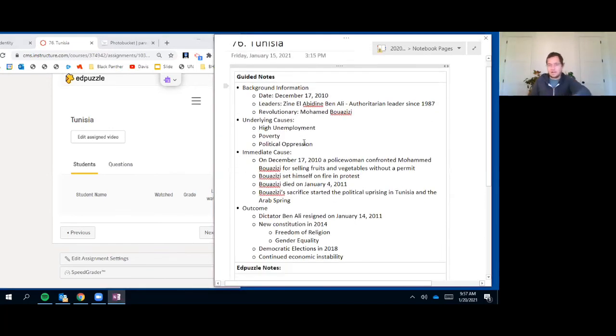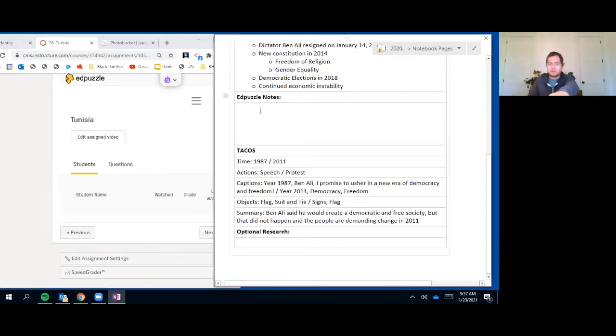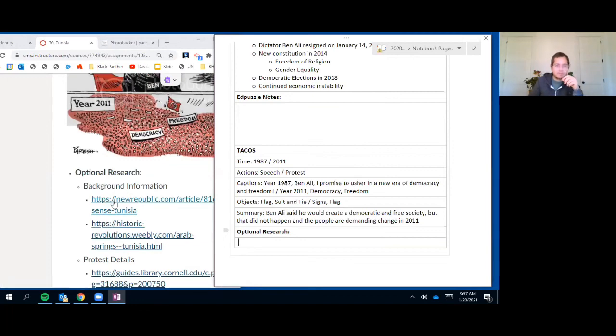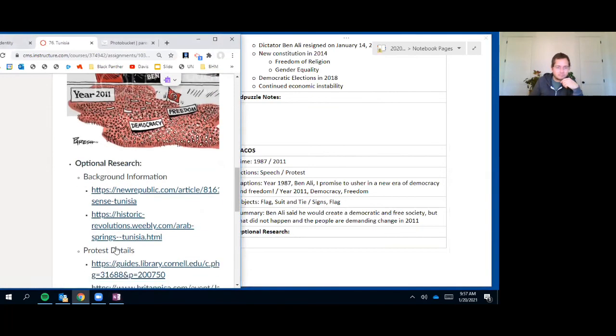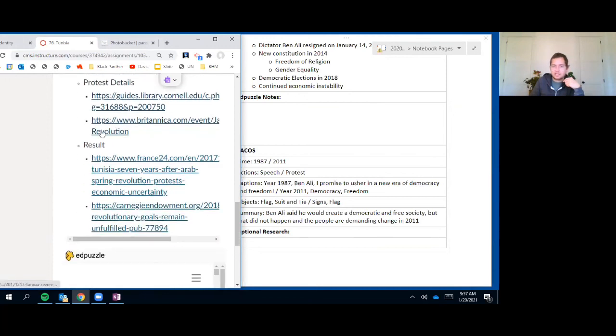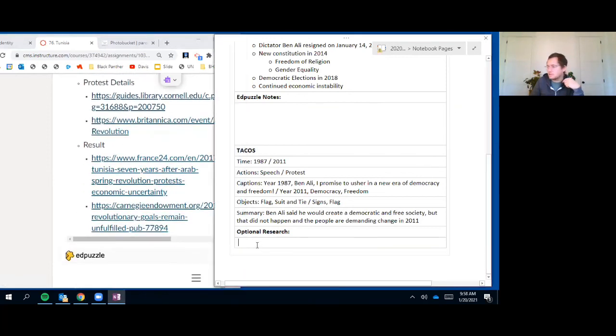Because we looked at the guided notes, we did tacos, so your focus is to take notes as the video plays. That's the expectation. That's what you need to do. There are optional research resources available to you. I gave some other resources here: some background information, protest details if you want to look more into this. You can look at that and add some information there if you'd like.